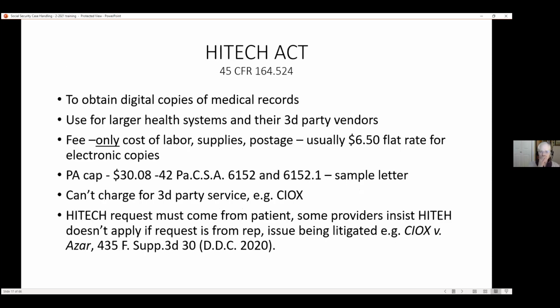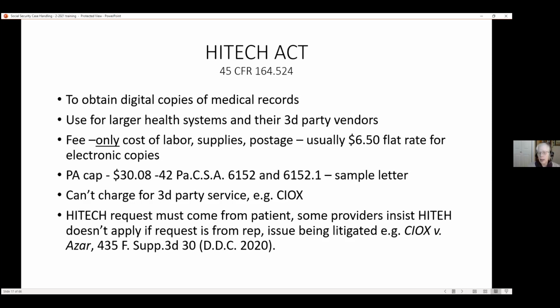The HITECH Act, this is a way you can get medical evidence without having to pay a lot of money for it. I have the citation there. It's usually just the flat rate, the $6.50, instead of in Pennsylvania the $30.08 that's in the Pennsylvania statute for what they can charge you for Social Security records.